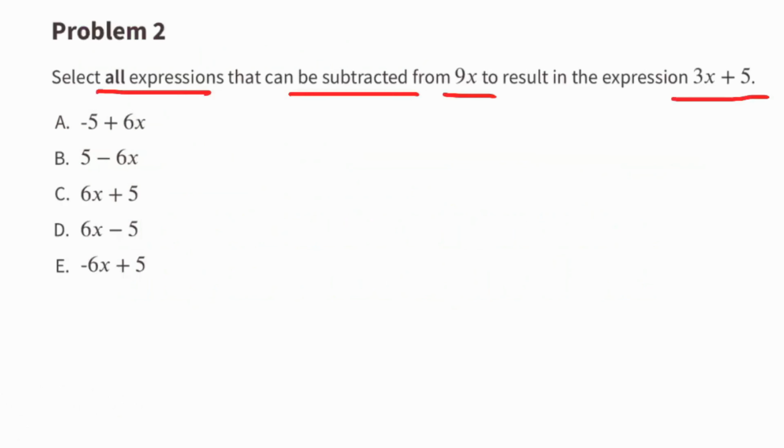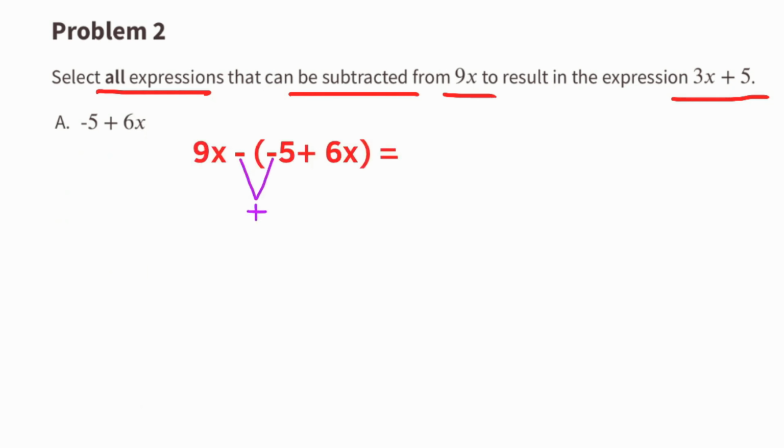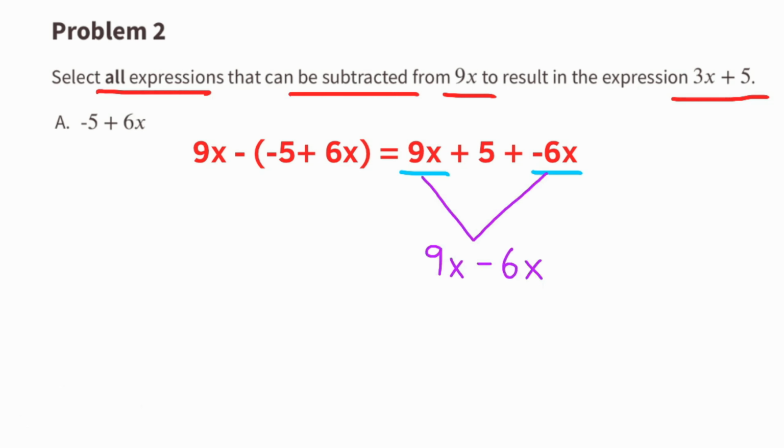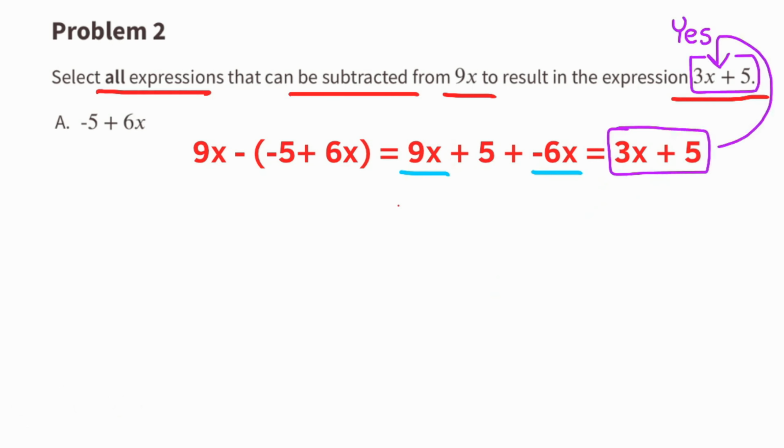Problem number 2. Select all expressions that can be subtracted from 9x to result in the expression 3x plus 5. A. A negative times a negative is a positive, and a negative times a positive is a negative. So we can rewrite this as 9x plus 5 plus a negative 6x. We have terms with an x and terms that don't have an x, so we can combine the like terms. 9x minus 6x, that's 3x. Now we're left with two terms, 3x and a plus 5. And yes, that matches the original expression perfectly.